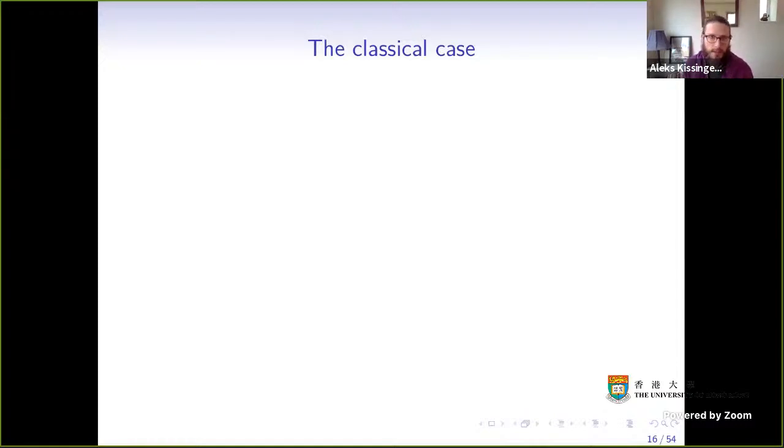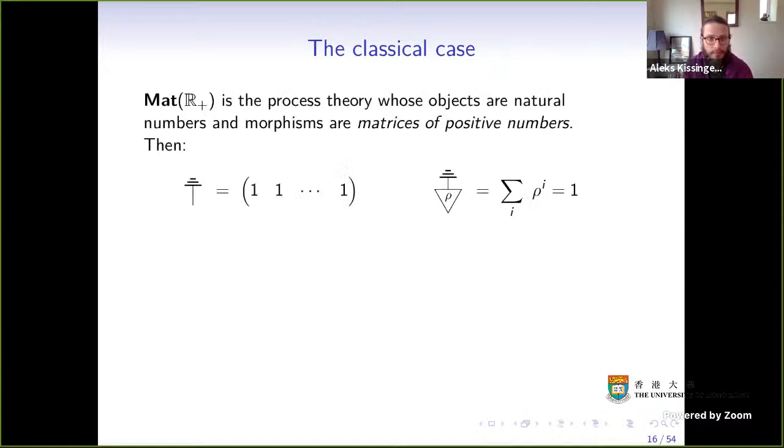In the classical case, I'm thinking about classical probabilistic causal reasoning. My ambient process theory is just matrices of positive real numbers, which is what this Mat(R+) means. It's a process theory whose objects are dimensions, so they're natural numbers, and morphisms or processes are matrices of positive numbers. Then discarding is the column vector of all ones.